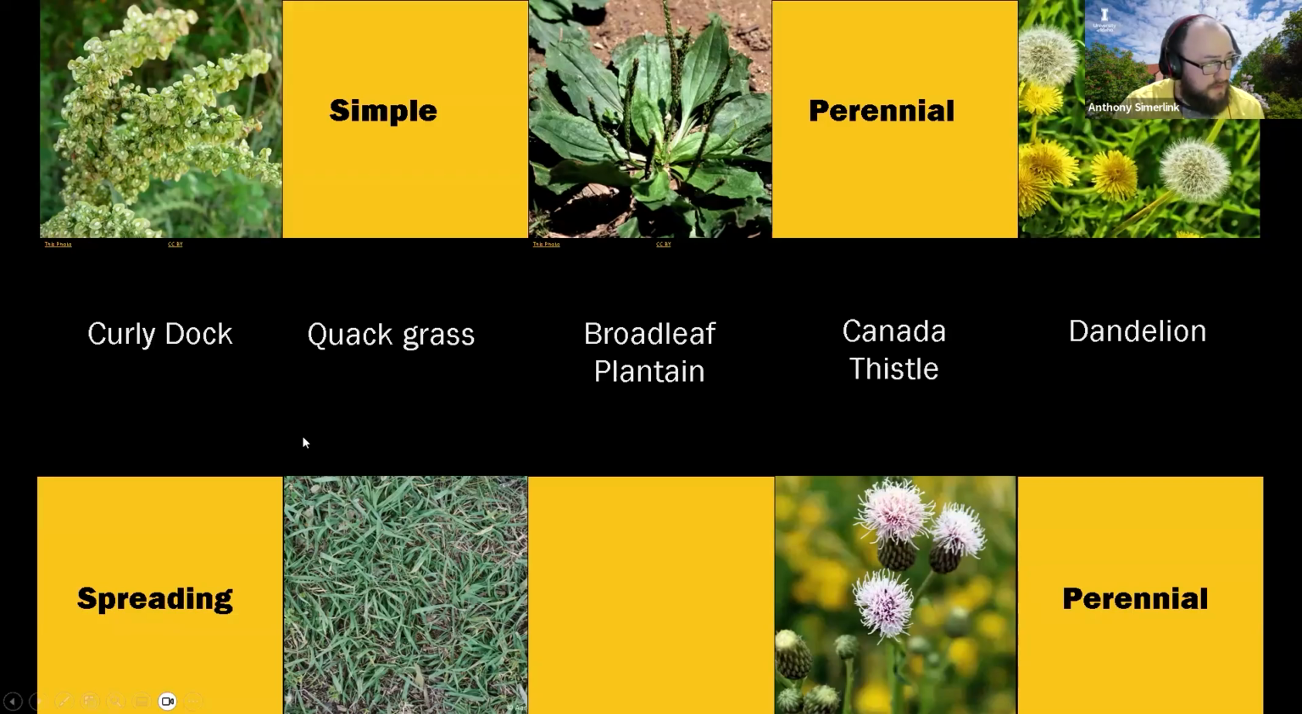Some of the spreading perennials are like quackgrass. So these would be ones that if you were to go out there and till it, it would not do you any favors. You'd have a bigger problem than you do. Another spreading perennial would be Canada thistle as well, as mentioned on the previous slide.